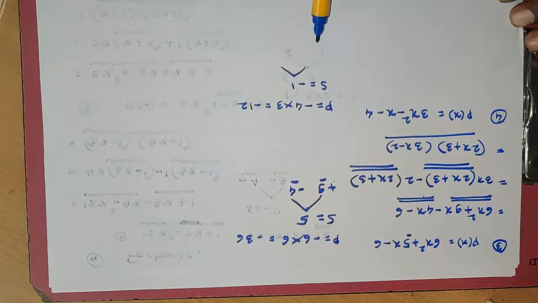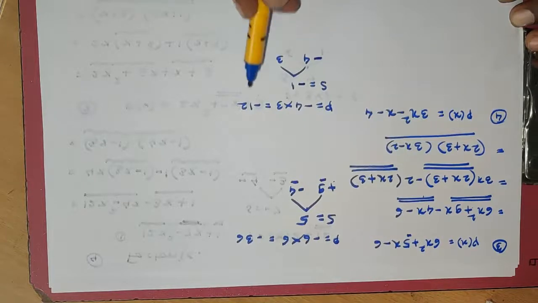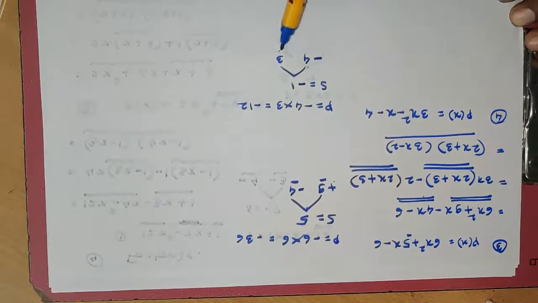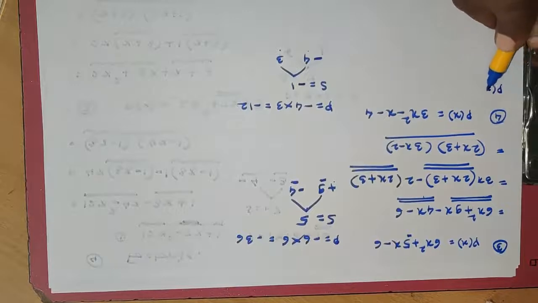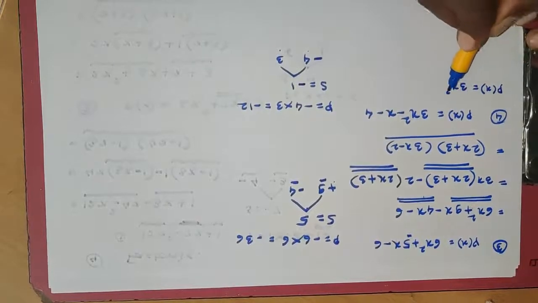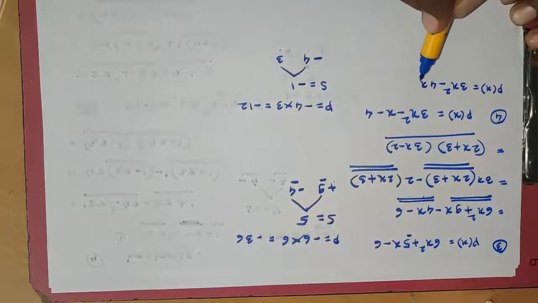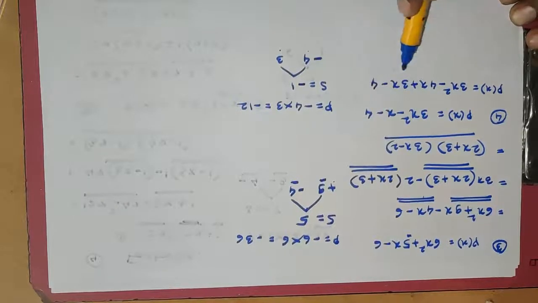So 12 is coming in 4's table, 4 3s are 12. So 4 and 3, this is a minus sign, so the bigger number will have the minus sign. This is a plus here. So minus 4 plus 3 will be minus 1, and minus 4 into plus 3, 4 3s are 12, minus plus minus. So both the conditions are satisfied by these two numbers. So these two numbers we can take here. So p of x is equal to 3x square minus 4x plus 3x minus 4.